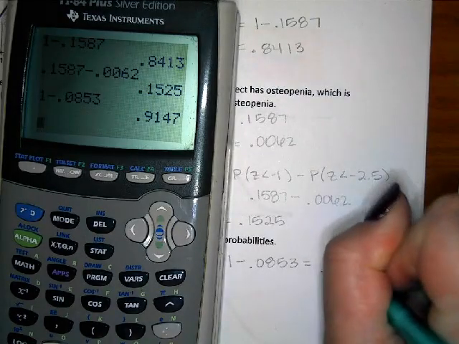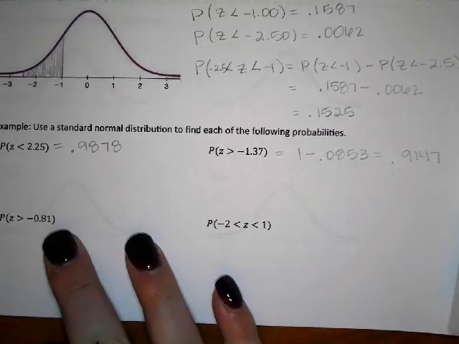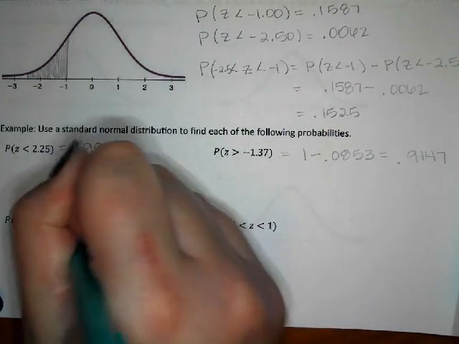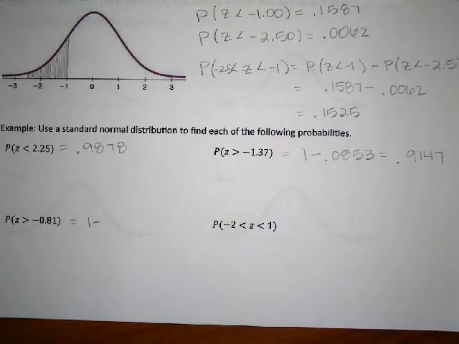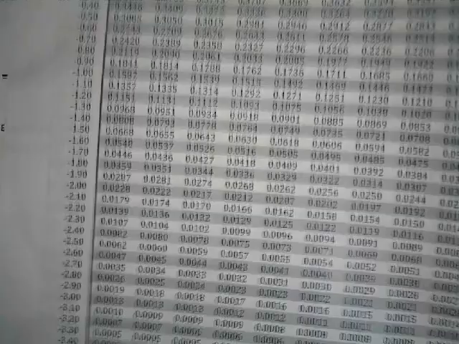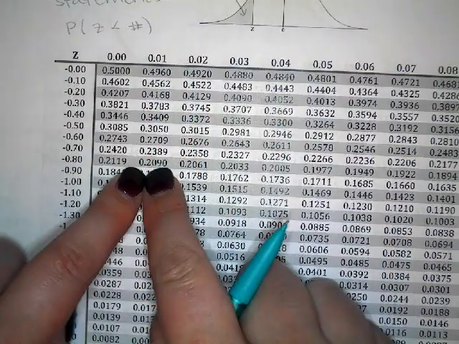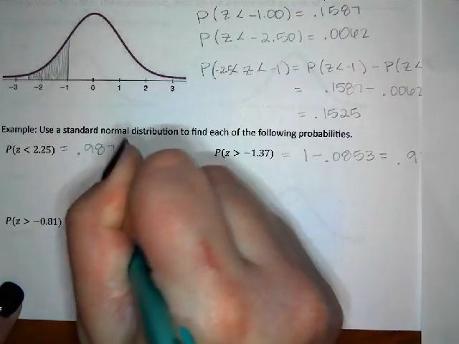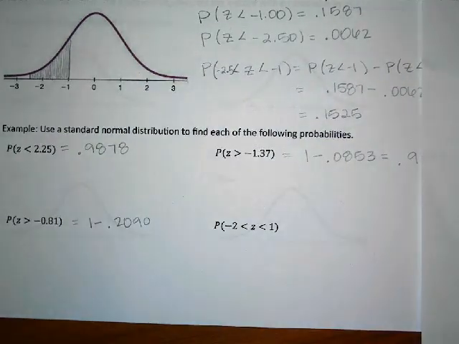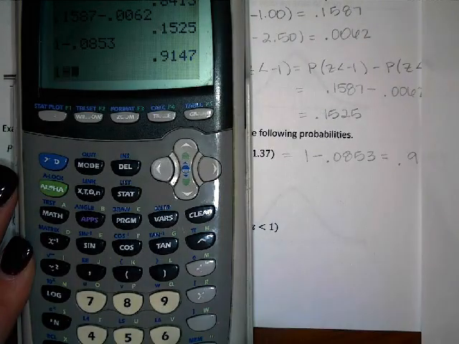We've got to the right again. So I'm going to say 1 minus the probability for -0.81. So there's -0.8. There's the 1, 0.2090. So the answer is 0.7910.